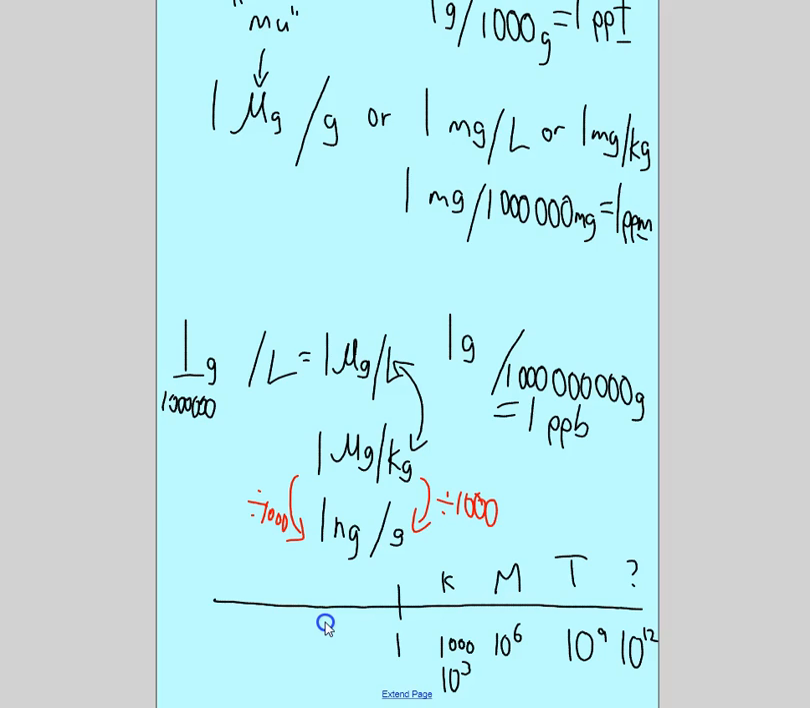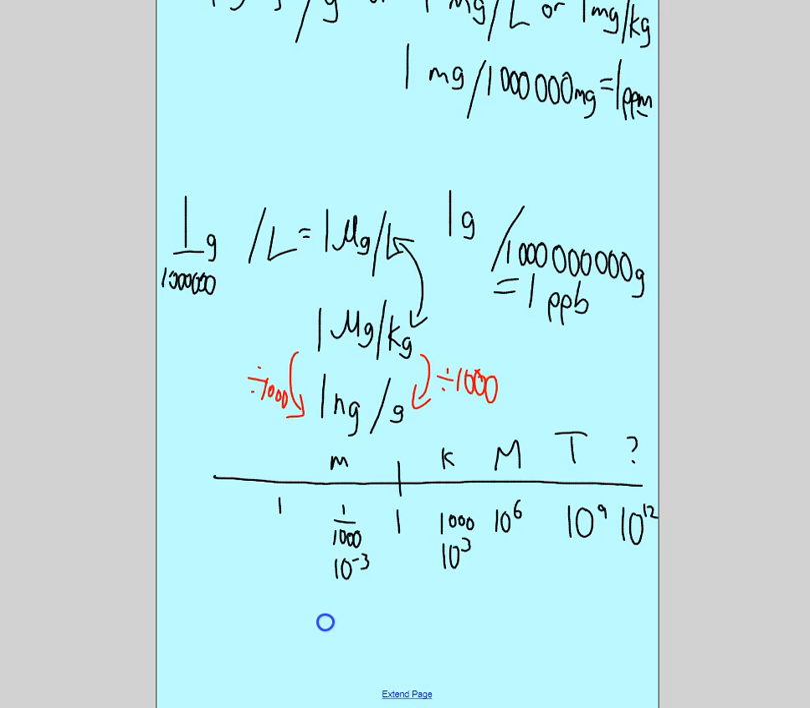So when we have a thousandth, which is 1/1000th or 10 to the negative 3, this of course is milli. And then when we have a millionth, we have 10 to the negative 6, this is the micro. And then when we have a billionth, this is the nano, okay? I think 10 to the negative 12, a trillionth is femto.